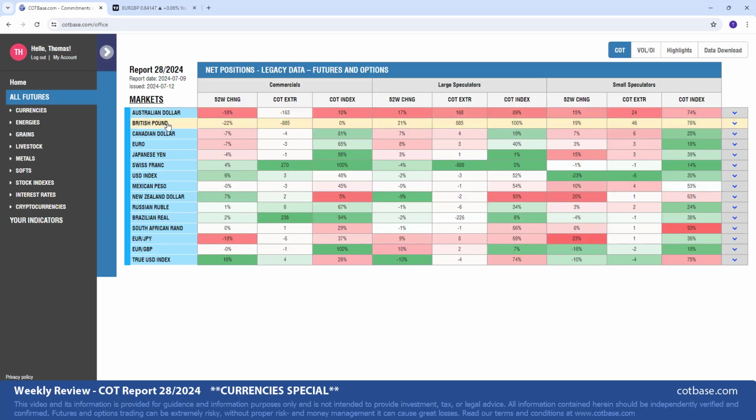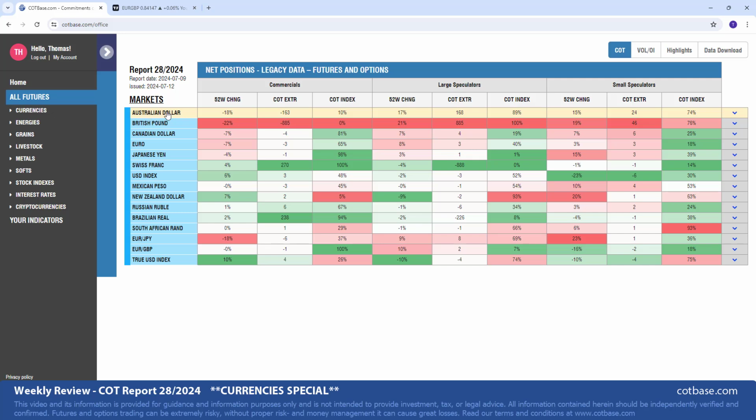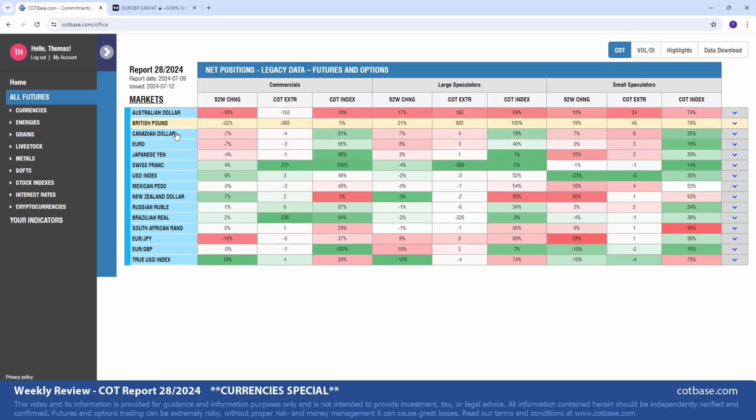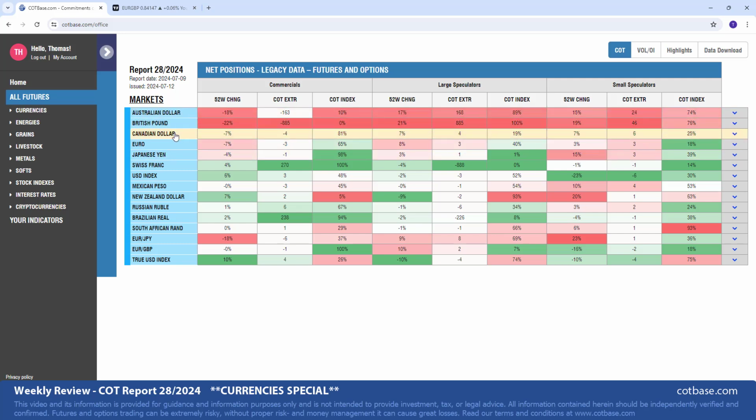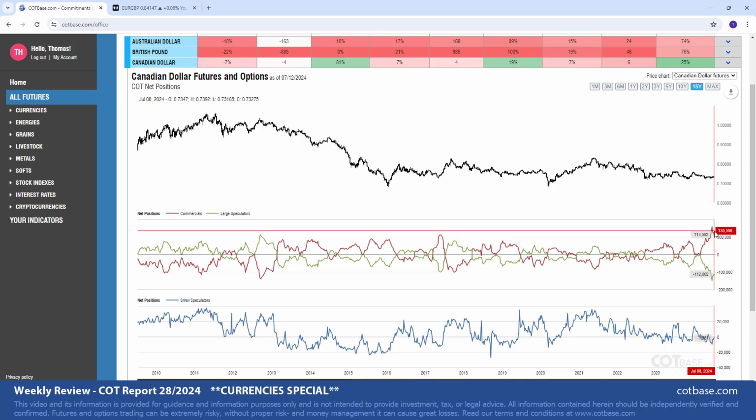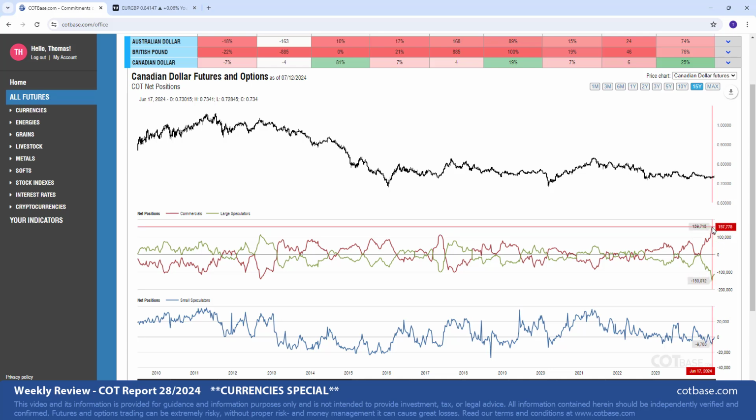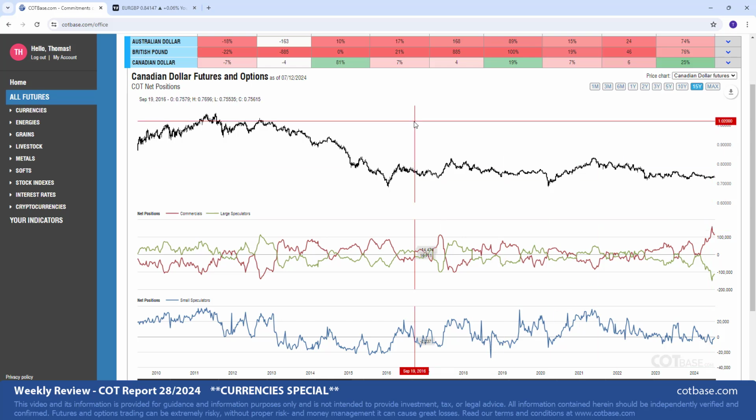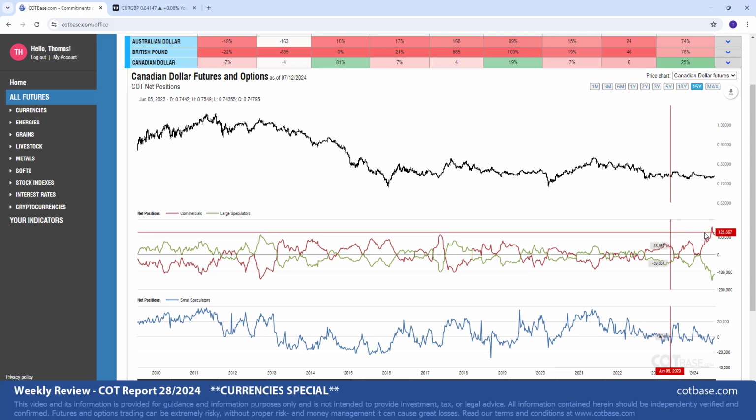Now of course these currencies, the Australian dollar, the British pound, the Canadian dollar, all of these are measured in US dollars. So actually one thing I should show, and we're going to move over to the Canadian dollar just to go over all the markets. Here we have a bullish COT extreme, a very significant one, 81% COT index for commercials and 19 for large speculators. So this is signaling a bullish COT extreme.